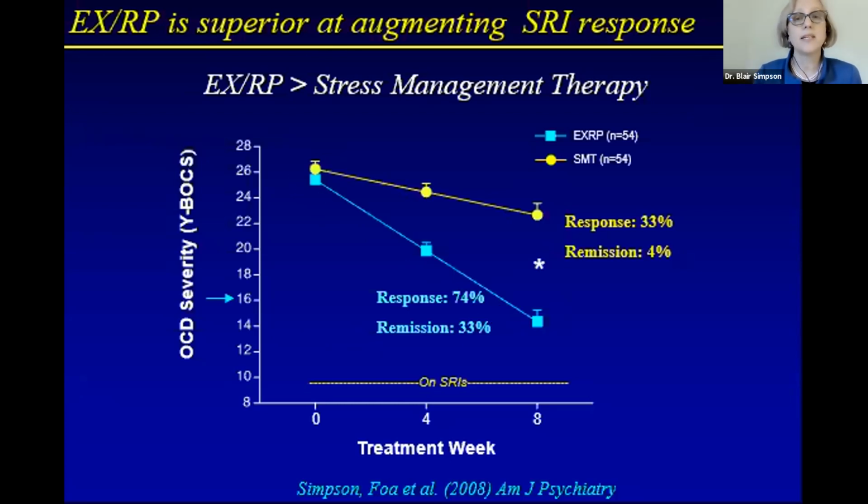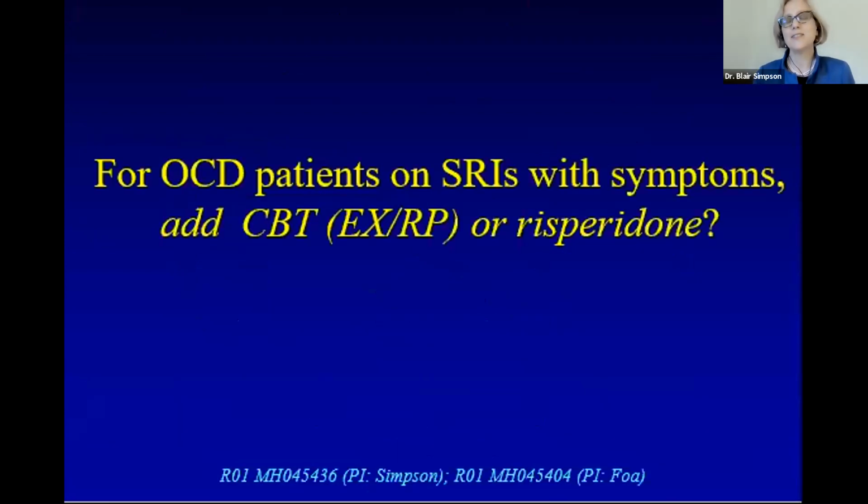So that was very exciting, but that led to the next study. And this is the last randomized control I want to tell you about. So we showed that adding exposure and response prevention treatment to a patient who's having symptoms despite an adequate course of a medication works, but how does that compare to what we psychiatrists typically do, which is to add another medication, not to add therapy, but to add another medication?